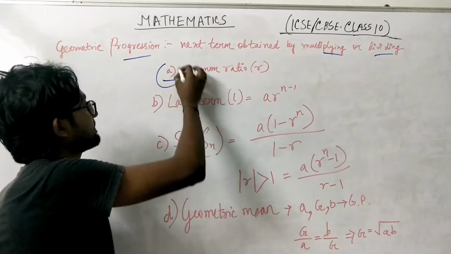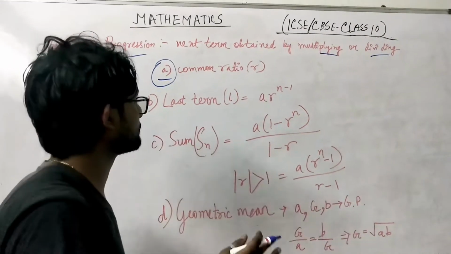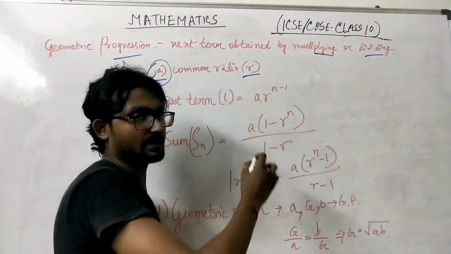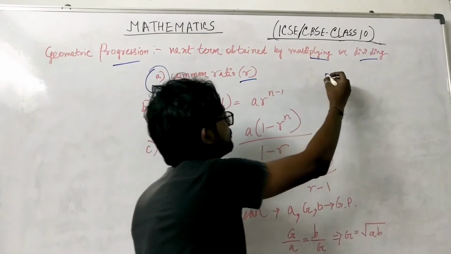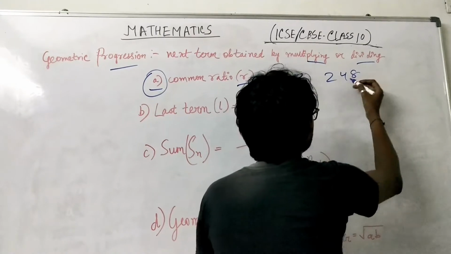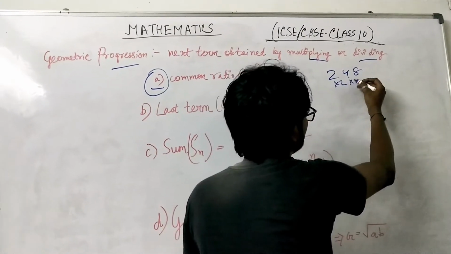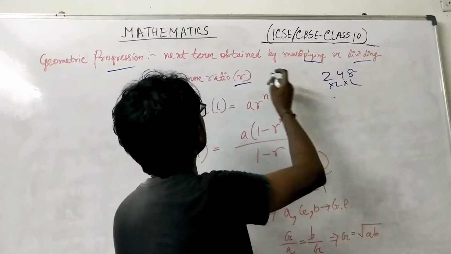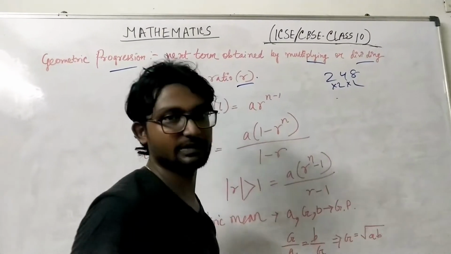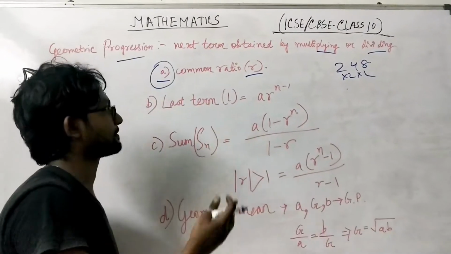The first thing you will need to know is the common ratio, R. What is the common ratio R? Suppose 2, 4, 8: 2 into 2, 4 into 2. We are getting the next term by multiplying by 2, so 2 is the common ratio here. So you can understand what the common ratio is.